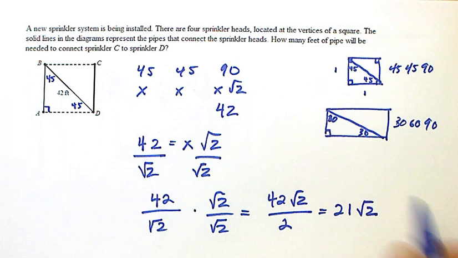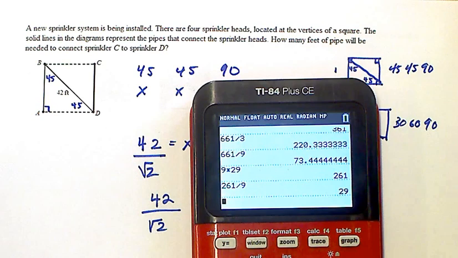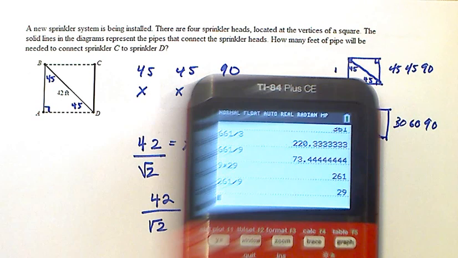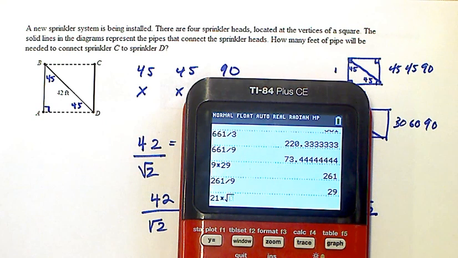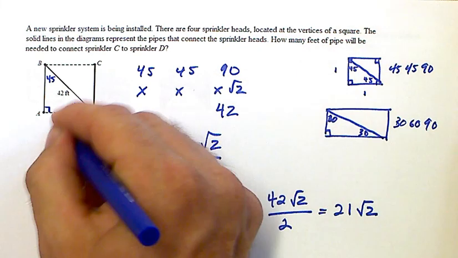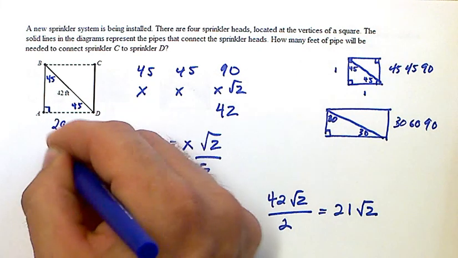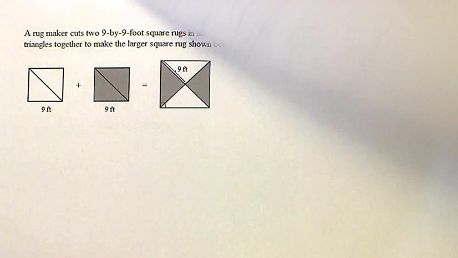And then a key piece here you might see, just to take a look at the calculator, is that they may ask for a decimal form of this. You simply would just do 21 times square root of 2, and you get an answer about 29.6, or you could say 30. I'll post these up after we're done here.